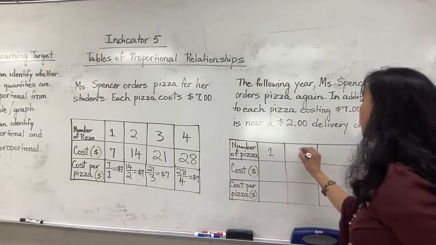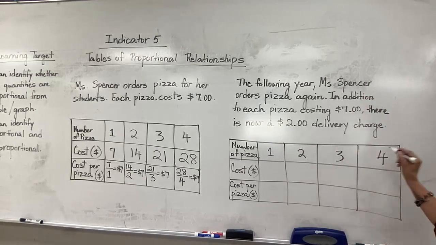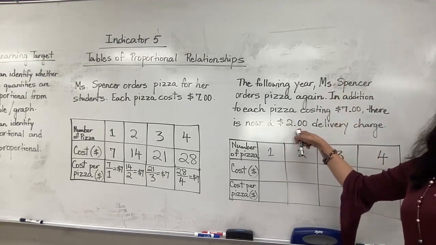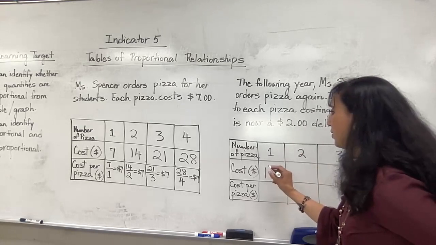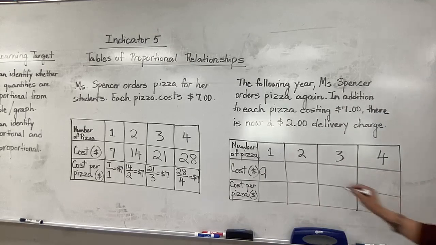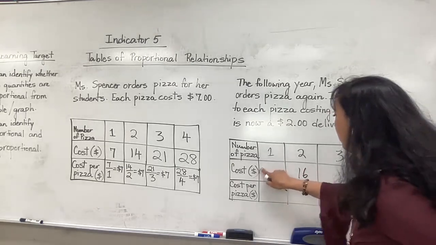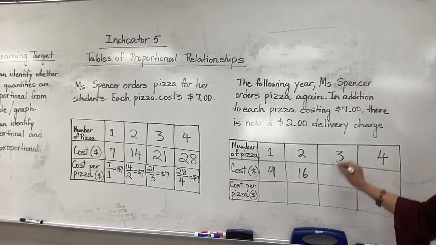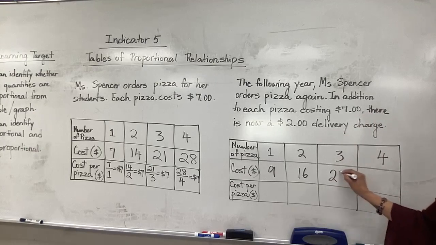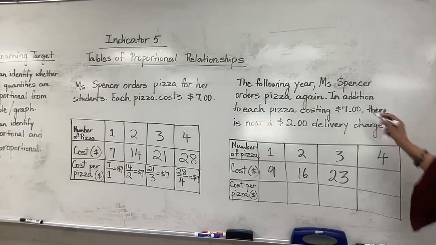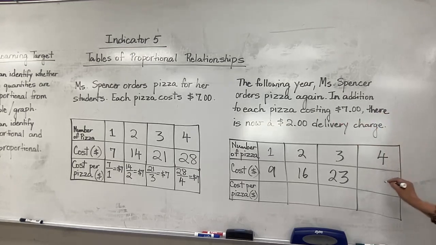Okay, so let's look at this. 1 pizza, 2 pizzas, 3 pizzas, and 4 pizzas. All right, so 1 times 7 is 7 plus the $2 delivery charge. That makes this $9. Then 14 plus 2 gives me 16. So 9, 16. 3 times 7, 21 plus the $2 gives me 23. And then 4 times 7, which is 28, plus the $2 gives me 30.